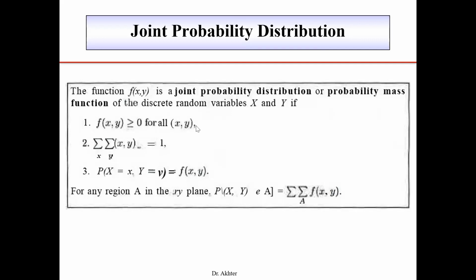All the joint probabilities will be greater than or equal to 0. This is the first condition. Second condition is that the total will be 1.